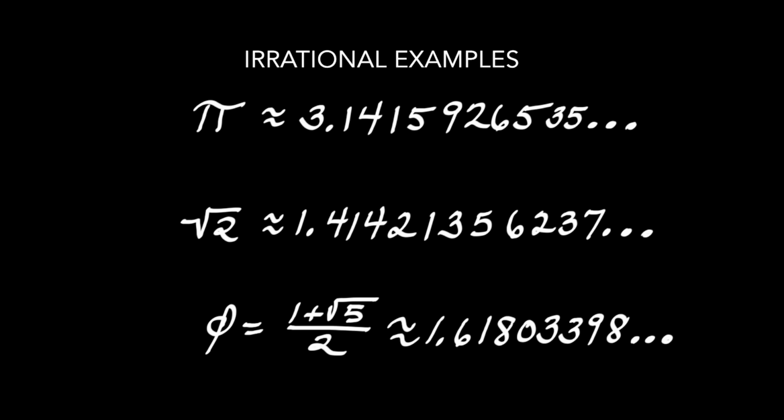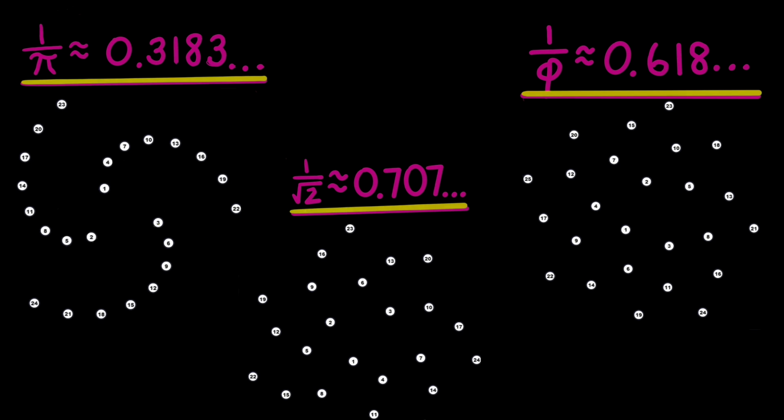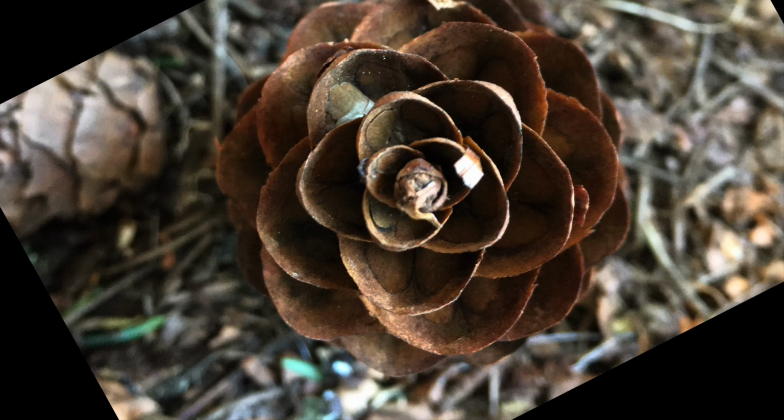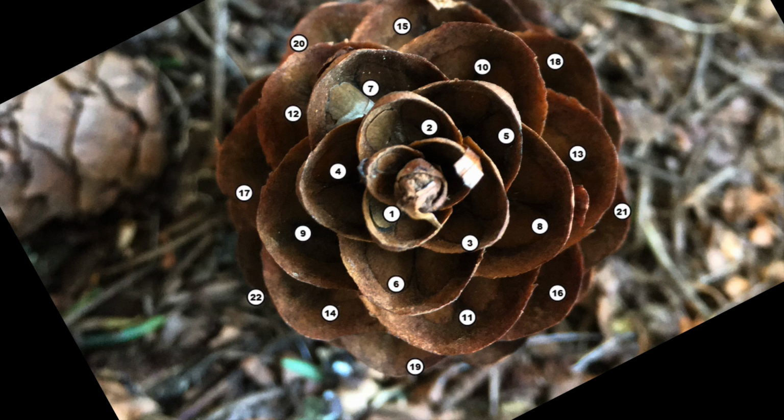When we take 1 divided by one of these irrational numbers and use that as our amount of rotation, we see spirals start to form, less overlap of petals or leaves, and less open space. Does this happen in nature? Look at this intact pine cone. The pattern of scales agrees with the rotation 1 over phi.